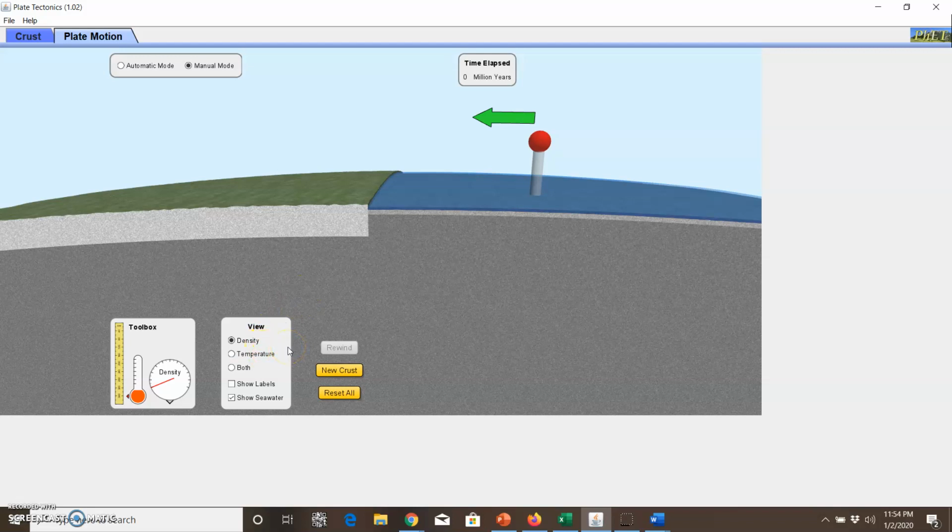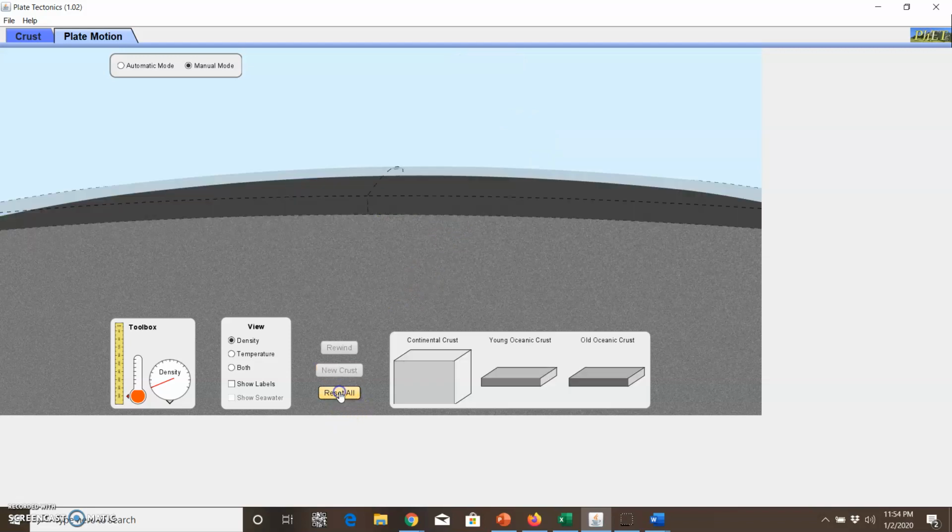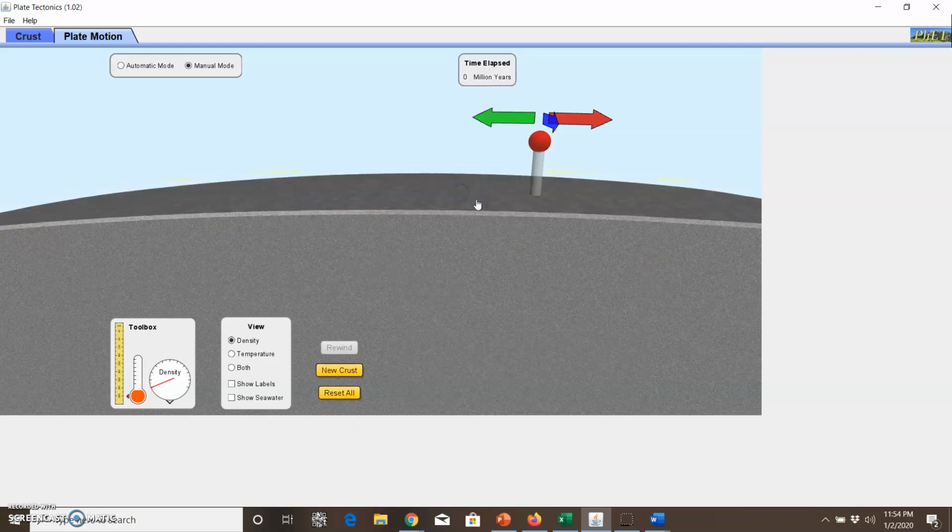So I'm going to add the show seawater just so it's easier to see which one's which. Now, we can easily see that clearly the continental is a lot thicker than the young oceanic crust here. All right, let's reset it and compare the young oceanic crust, which I'll put to the left, and the old oceanic crust, which I'll put to the right. And I'll add my seawater on there. Notice that there's no line dividing it. Looking at it, you don't see a difference in thickness. So if I wanted to, I could use the ruler to see if there's any difference in thickness, but clearly they're about the same thickness.